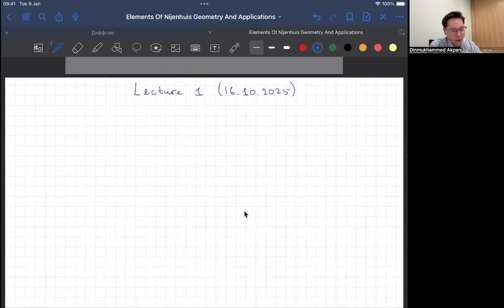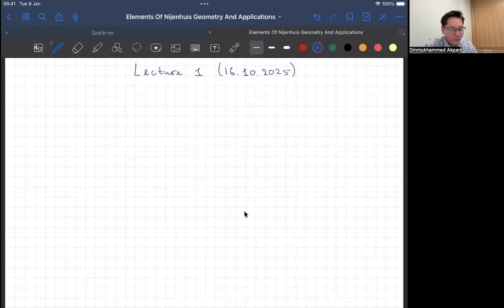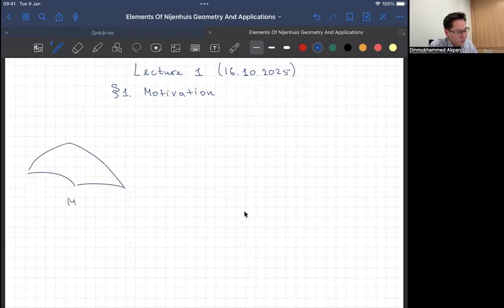So let me start with some motivations and definitions of the subject. The first part is motivation. From Felix Klein, we know that modern differential geometry is a manifold and some structure. The structure is usually some tensorial structure.